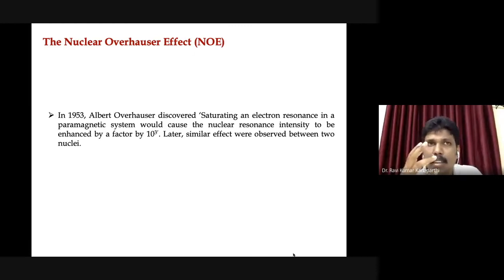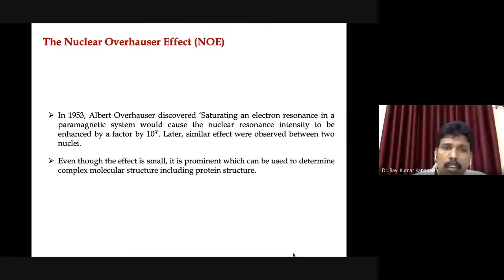What he observed was that when the electron resonance is saturated, the nuclear resonance intensity gets either increased or decreased. That is the effect he observed for the first time in 1953. This effect was later systematically studied by several people, and it has been applied to various other fields, which I will give you brief details of as I proceed further.